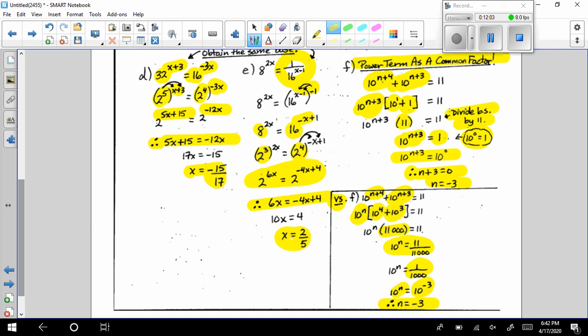This is one of those rare cases where we're less stringent about demanding that you take out the greatest common factor. In the end, we want to end up with the correct solution of n equals negative 3, and either way would be fine. They would be acceptable ways of getting there.